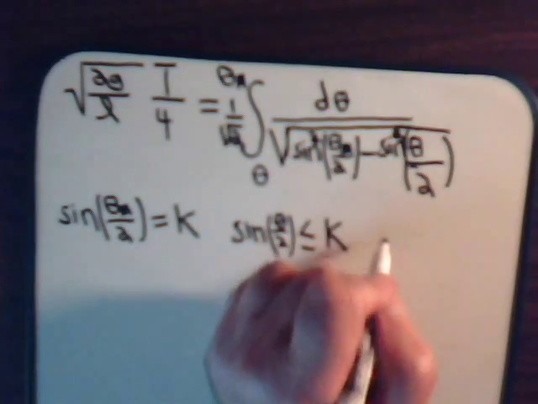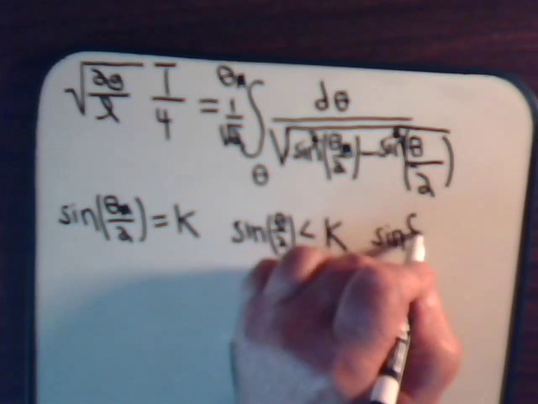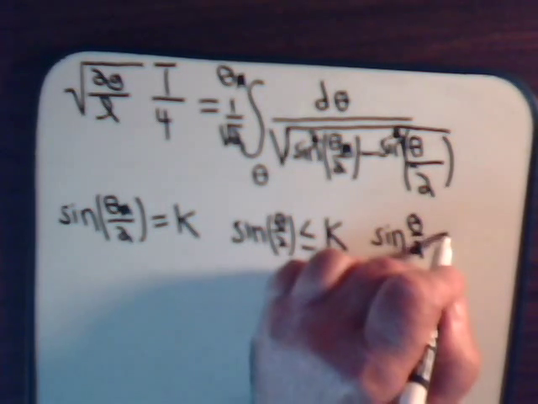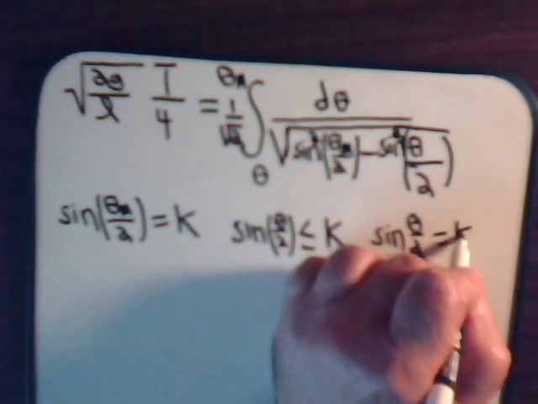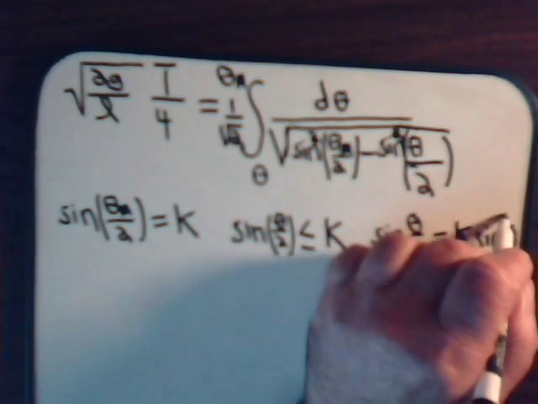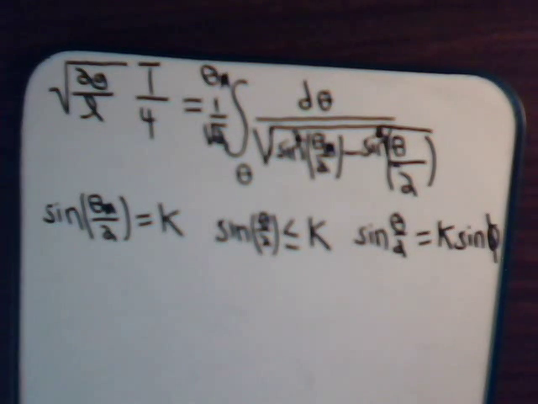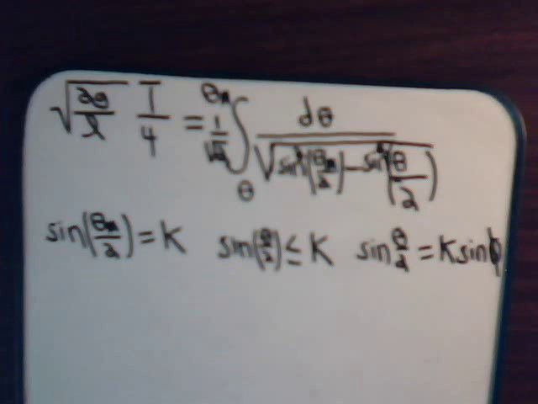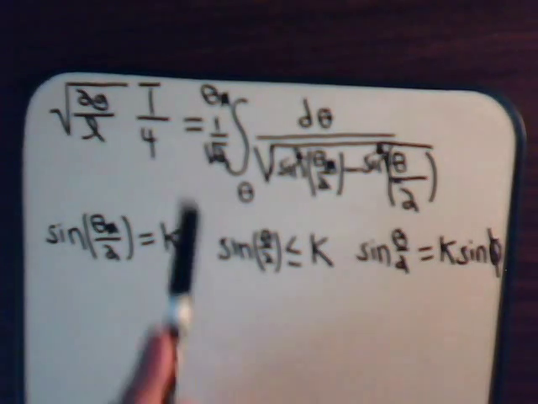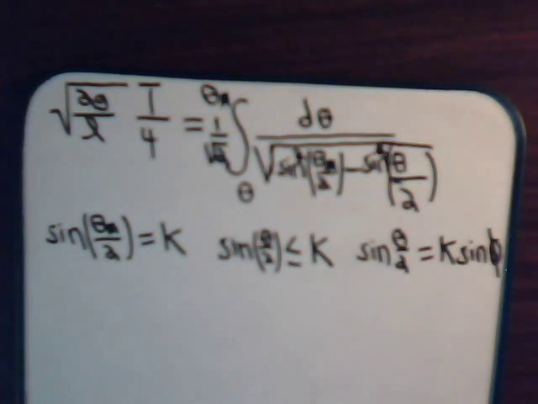So we could write it like this. We could say that the sine of theta over 2 equals k times the sine of phi. Why can we say that? Well, first of all, remember that when we're setting up an elliptic integral, the maximum value this can have is pi over 2. So we're dealing here with where the sine of an angle is either 0 or it's 1.